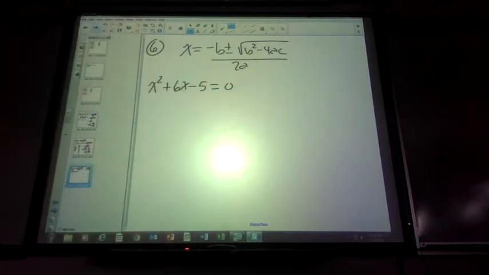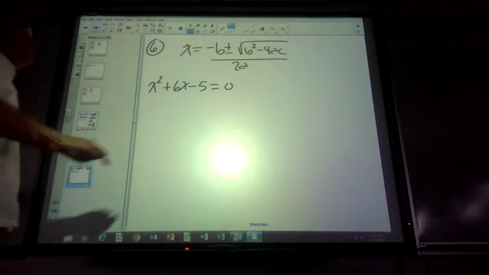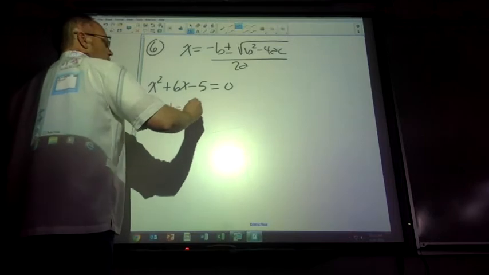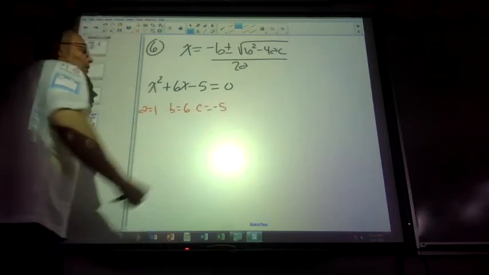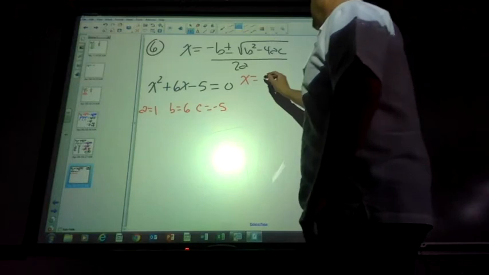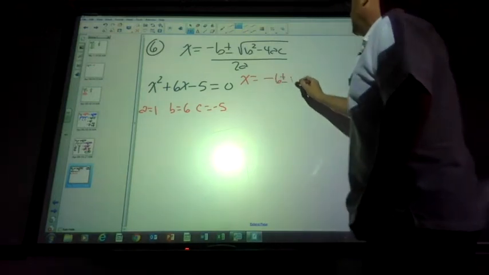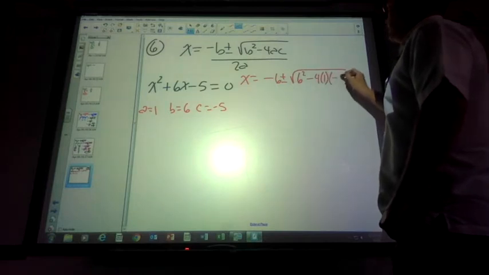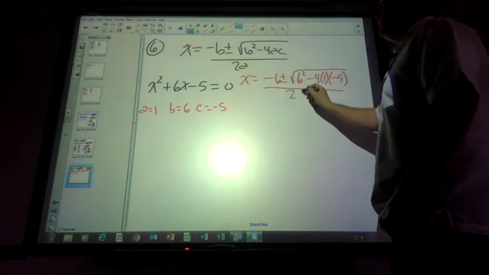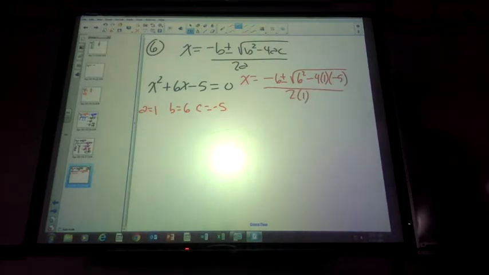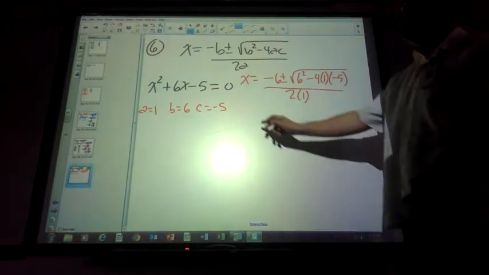So first thing is our whole problem equal to 0? Yes, it is. My a value is going to be 1. My b value is going to be 6. My c value is negative 5. Make sure you bring your signs along, agree? Now let's plug them all in. x is equal to negative b, so negative 6 plus or minus the square root of 6 squared minus 4 times a, which is 1, times c, which is negative 5, all divided by 2 times a, which is 2 times 1. Feel comfortable with that? Again, we're not doing it in our head because sometimes we might make errors.